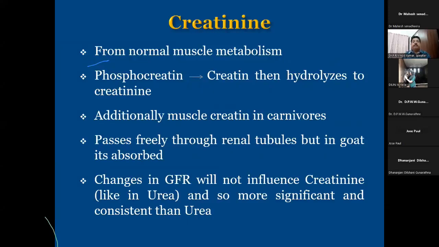Then creatinine: from normal muscle metabolism, phosphocreatine is converted to creatine, then hydrolyzed to creatinine. For conversion of creatine to creatinine, we need creatine phosphokinase. Additionally, muscle creatinine in carnivores passes freely through the renal tubules, but in the gut it is absorbed. So in all animals except the gut, creatinine will be excreted through the renal tubules, but in the gut, creatinine will be reabsorbed.